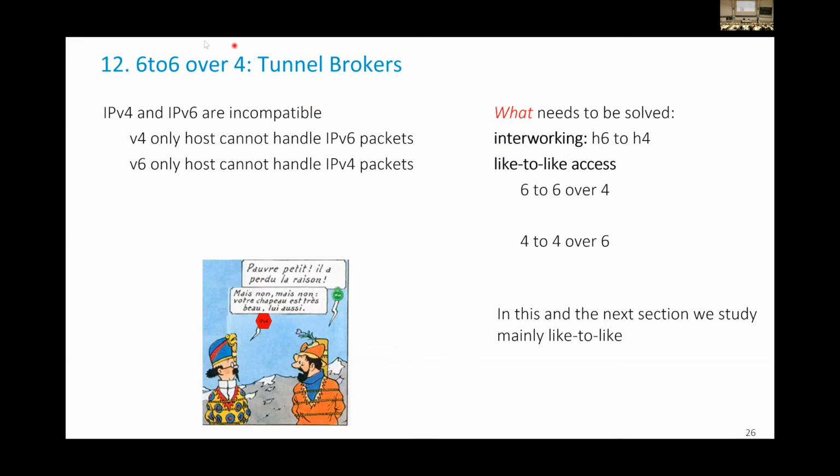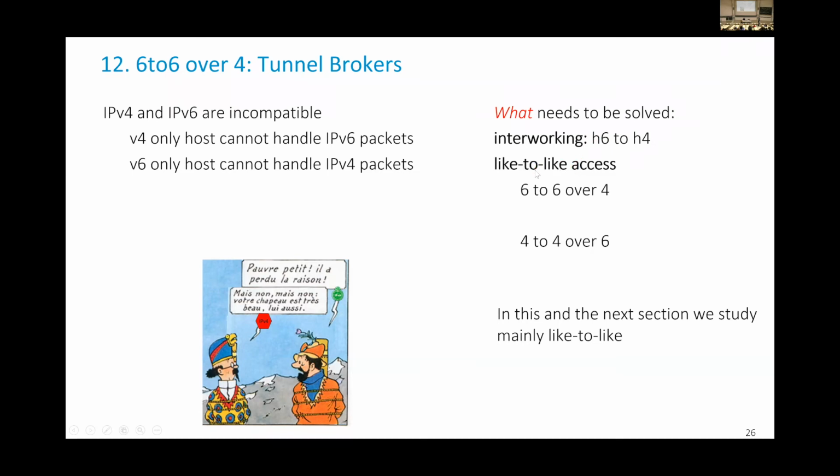In the nightmare of the combination of IPv6 and IPv4, nightmare for users, but good business and good opportunity for people like you, perhaps, and us, because this is a networking problem that requires a lot of networking expertise. We separate interworking from like-to-like access. Interworking is what we saw last time.